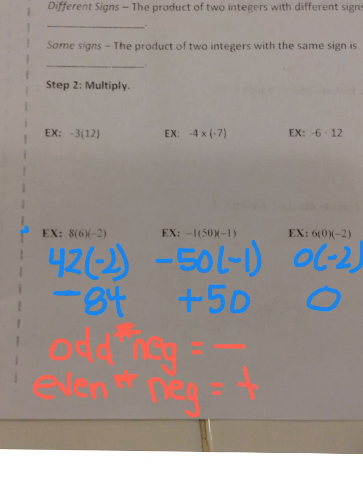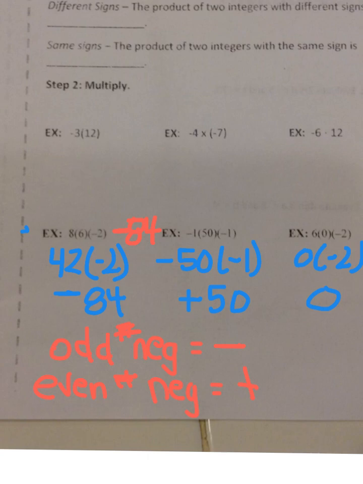Looking back at the 8 times 6 times negative 2, there's an odd number of negatives, which means there's only one negative. So I would know that my answer would be negative. And then I'd do 8 times 6 is 48, times 2 is 96. So we can figure out the sign without having to go left to right.